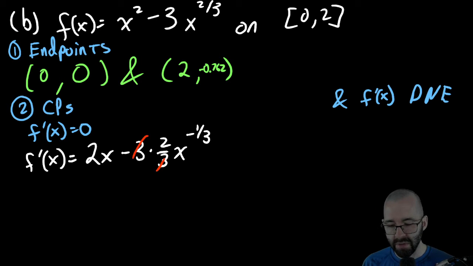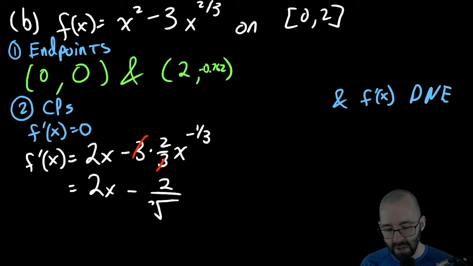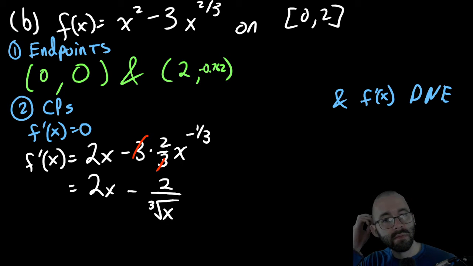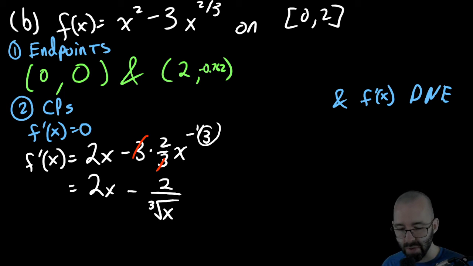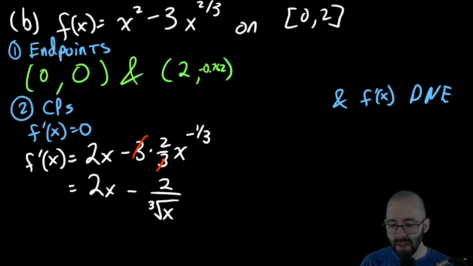And we could simplify a little bit to get that this derivative equals 2x minus 2 over the cubed root of x. And again, remember that negative exponent just means it's in the denominator. And the rational exponent, this says that it's x to the first power, and this says it's the cubed root of x. We're curious, when is this derivative equal to 0?